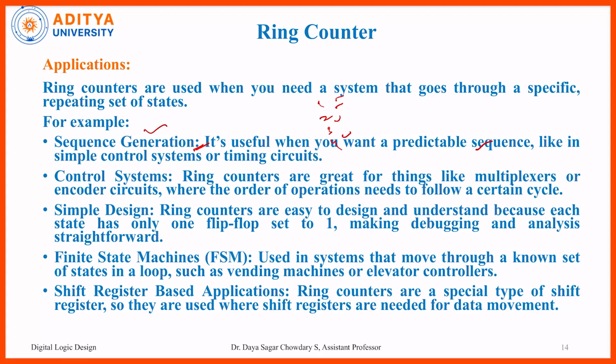Likewise, we can use this for time control and timing circuits. In control systems, ring counters are great for things like multiplexers or encoder circuits, where the order of operations needs to follow a certain cycle. Most of the time we have to concentrate on the waveforms here. For each clock pulse, or depending on the multiplexer inputs, the switching is important. That is why ring counters are mostly applied in controlling systems.